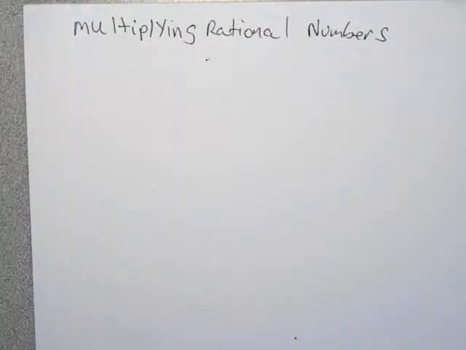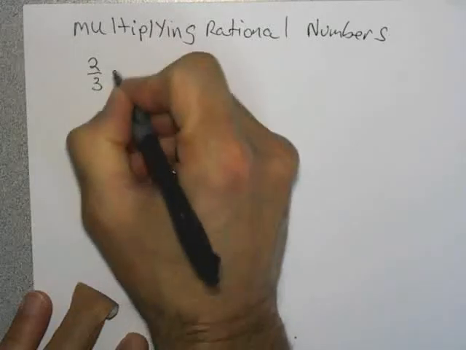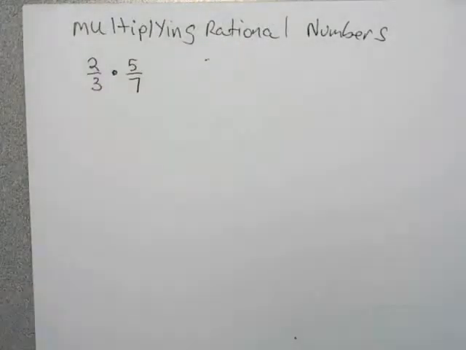In this video, we're going to talk about multiplying rational numbers. Specifically, we're going to talk about multiplying fractions. So let's start with this problem, 2/3 multiplied by 5/7. And let's clarify, both of these numbers are positive, so we know our answer is going to be positive.